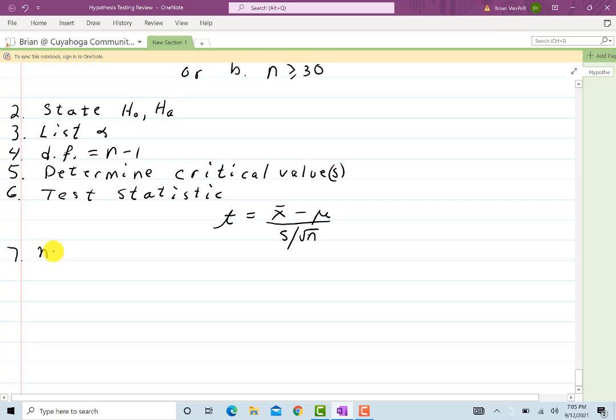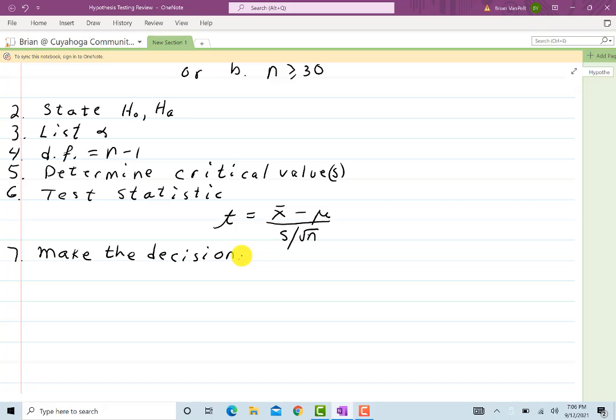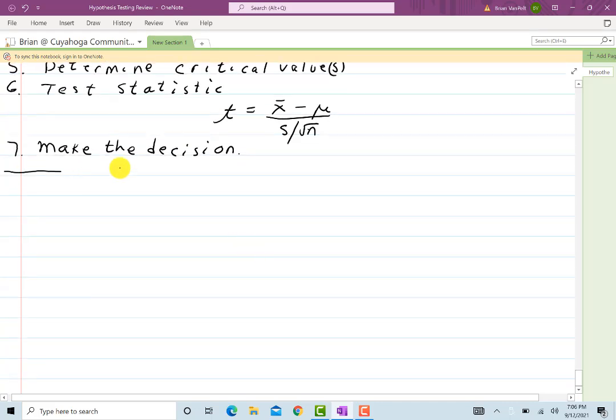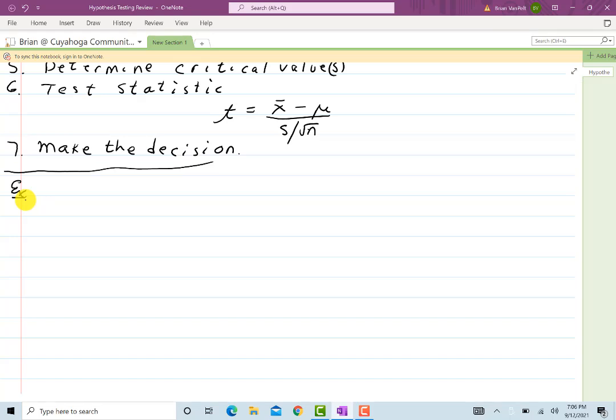And then finally, as always, make the decision. This will be a lot like the last things that you did, the last section or the last video that we did, because the shape of the t-table or the t-curve is very much like the normal distribution. So let's do some examples and see how it works. And as usual, I'll do examples both ways using the classical method or the rejection regions, and then I'll do one with p-values.